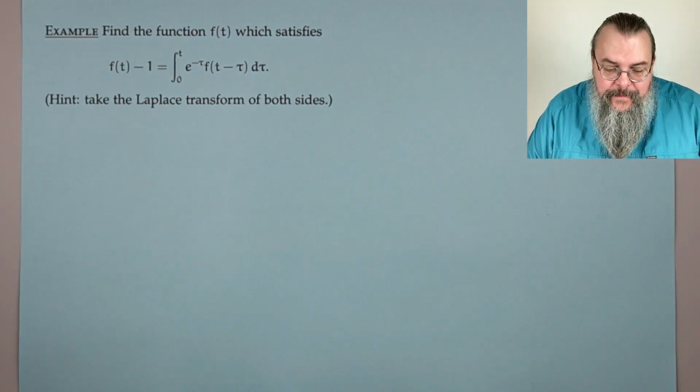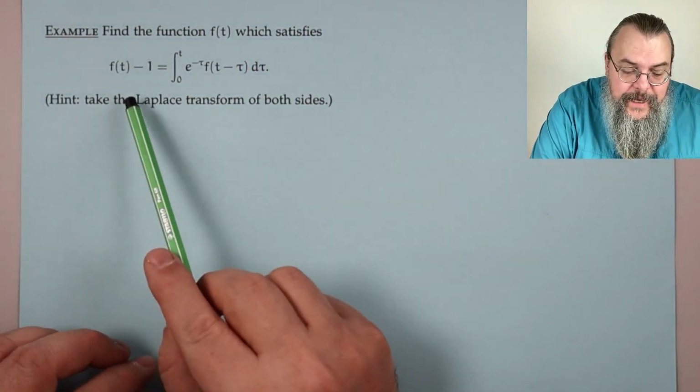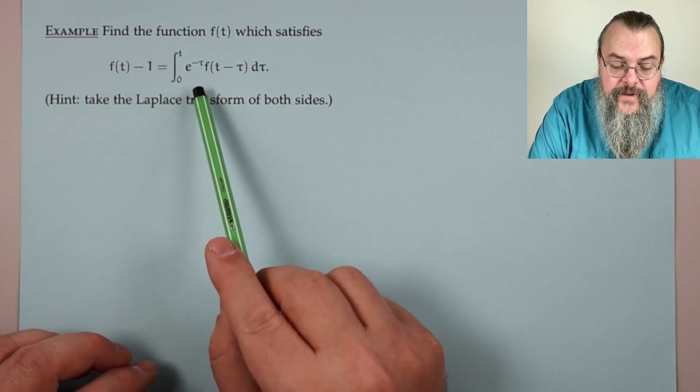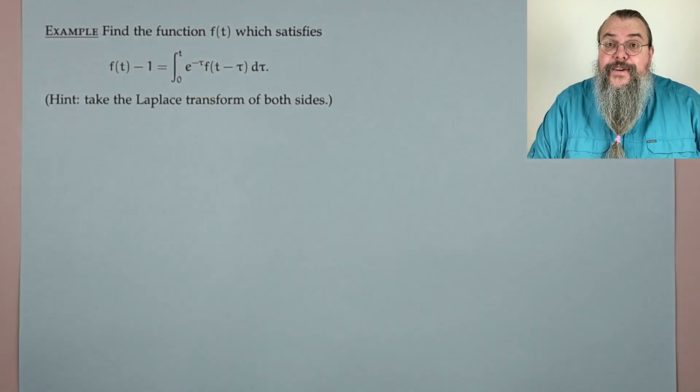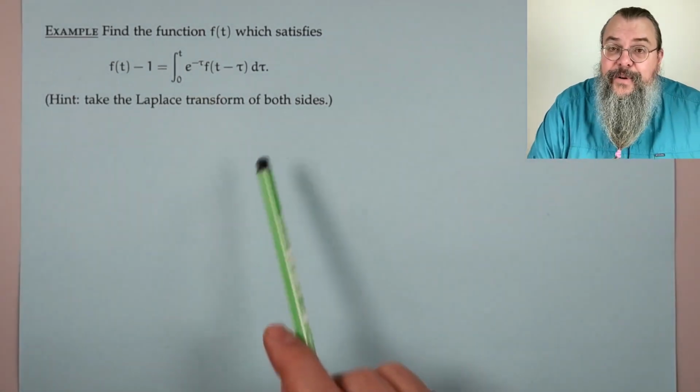Let's look at the example. Find the function f of t which satisfies f of t minus 1 is the integral from 0 to t e to the minus tau f of t minus tau d tau. And there is a hint. It says take the Laplace transform of both sides.